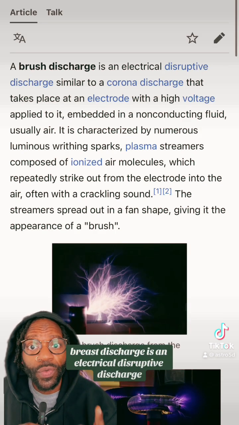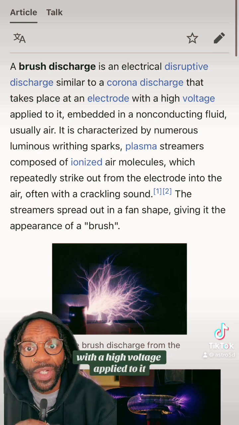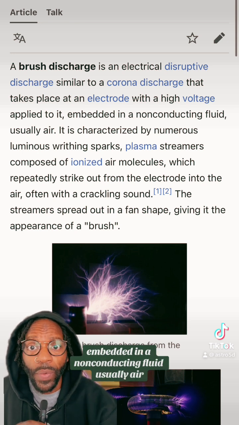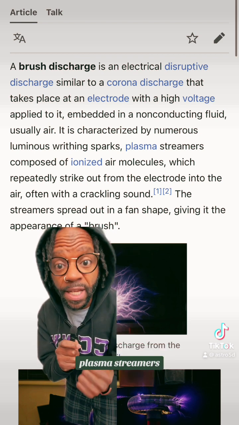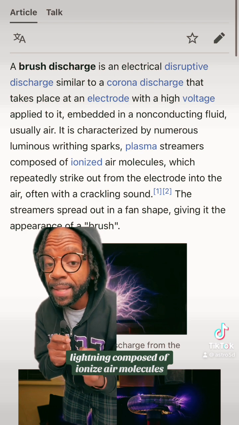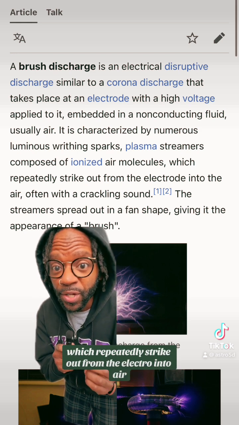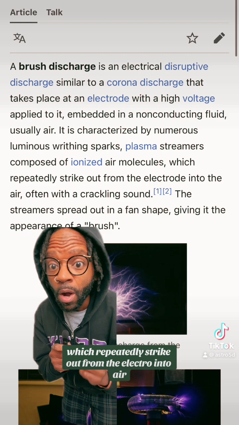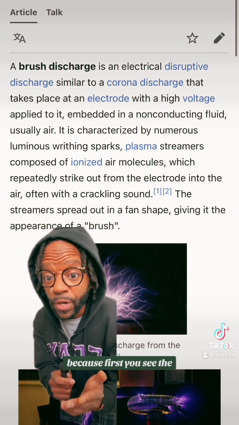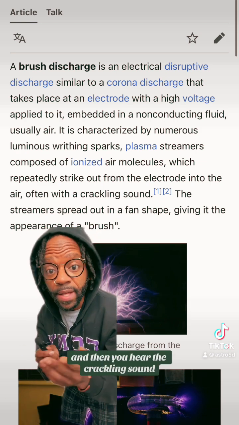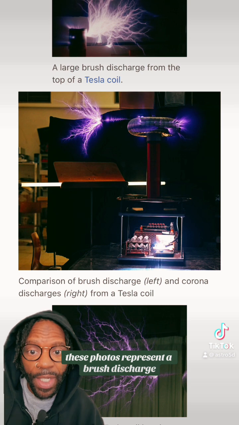Brush discharge is an electrical disruptive discharge similar to a corona discharge that takes place at an electrode with a high voltage applied to it, embedded in a non-conducting fluid, usually air. It is characterized by numerous luminous writhing sparks, plasma streamers, lightning, composed of ionized air molecules. Ionization happens in the sky, radio propagation, like I've said in many videos, which repeatedly strike out from the electrode into air, often with a crackling sound. That's thunder. That's literally thunder. Because first you see the plasma streamers, the lightning, and then you hear the crackling sound. The thunder, okay?